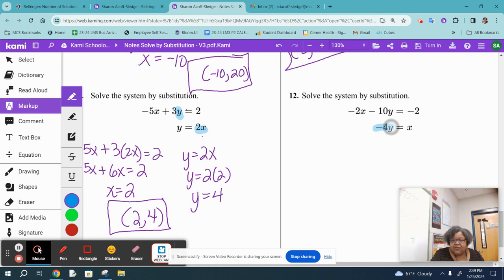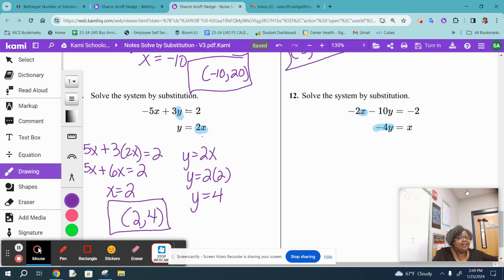X is negative 4y. So right here where I have x, I'm going to put a negative 4y. But notice that the coefficient of x is also negative. So this is a negative 2 times x. And we see that x is negative 4y. So don't lose that negative sign. So it's a negative 2 times negative 4y, minus 10y equals negative 2. And so negative 2 times negative 4 is 8y, minus 10y.